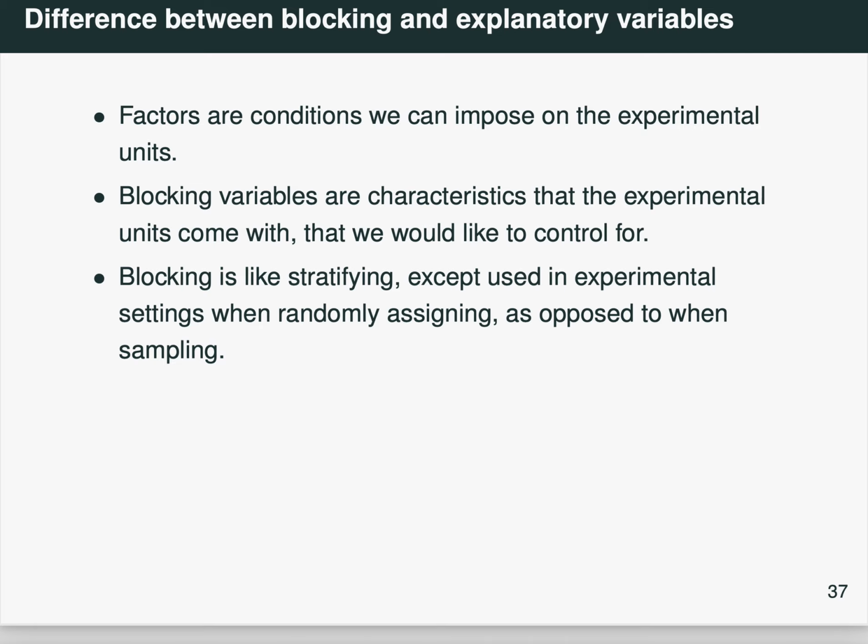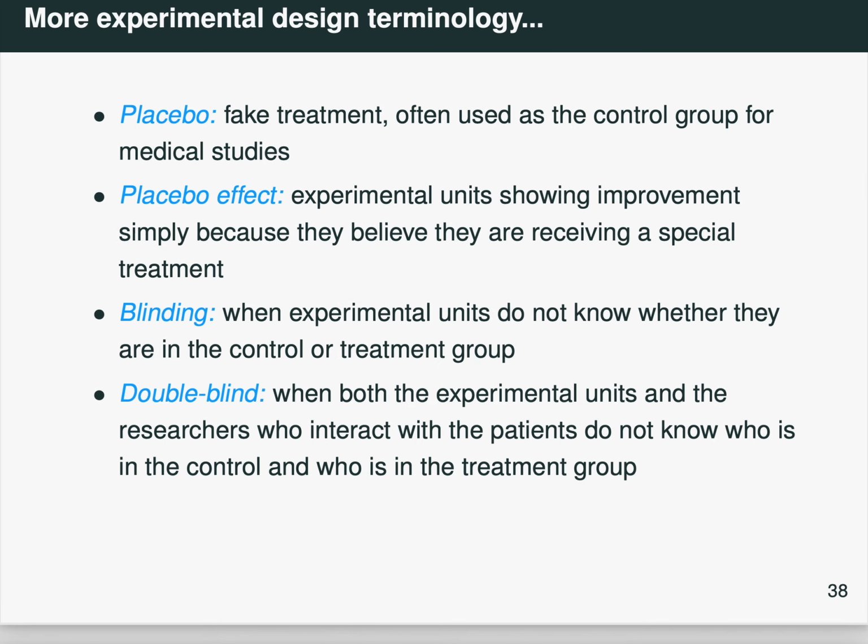The difference between blocks and explanatory variables: factors are conditions that we can impose on the experimental units. I can't impose a factor of gender. I can't introduce gender as something that I'm going to change during a study if I'm looking at energy gel. Blocking variables then have characteristics that we would like to control for. So I would like to control that male and female responses are the same. I'm trying to control for difference in gender. Blocking is like stratifying, and it's used in an experimental setting with random assignment as opposed to completely sampling something.